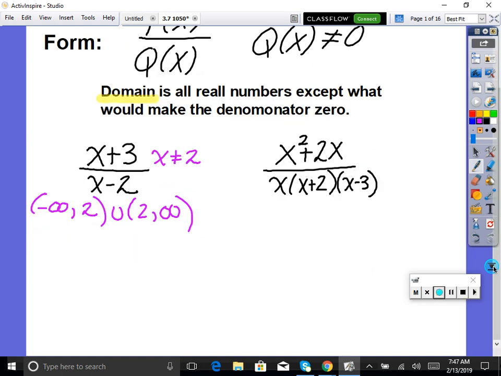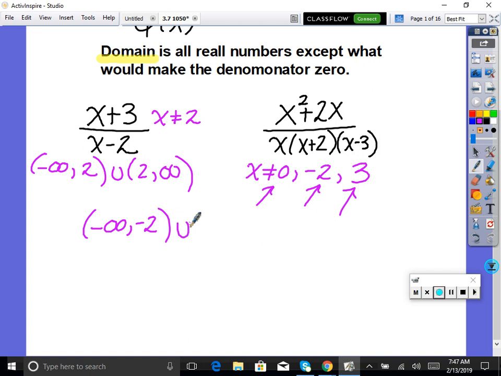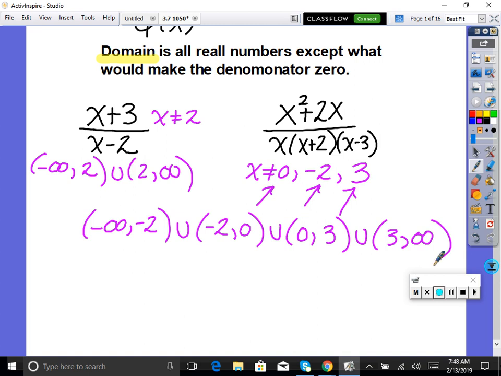So with this one, our restrictions are x cannot be 0, negative 2, and 3. So we would have asymptotes at 0, negative 2, and 3. So I could write down the domain connecting through negative infinity up to negative 2. It would jump over negative 2, union. Then it would go from negative 2 up to 0. It would jump over 0. Then it would go from 0 up to 3. It would jump over 3. Then it would go from 3 to infinity.